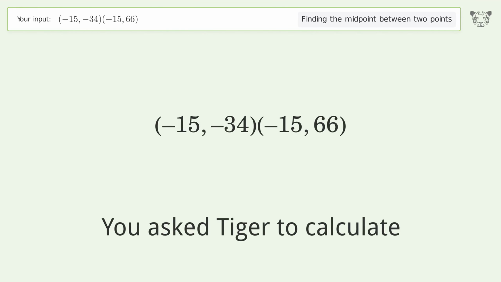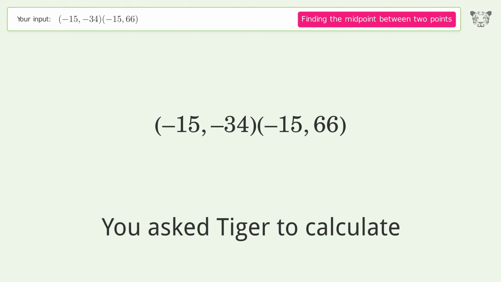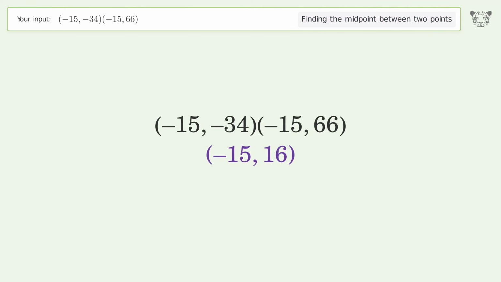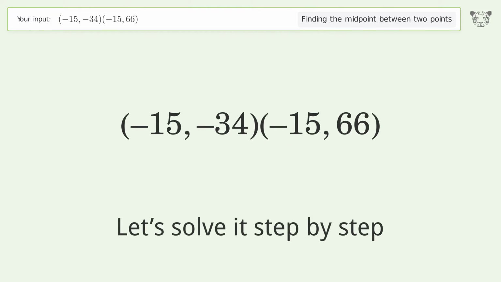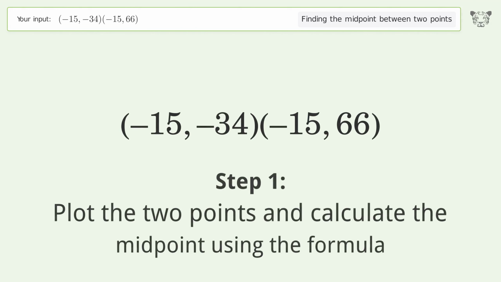You ask Tiger to calculate. This deals with finding the midpoint between 2 points. The midpoint between the 2 points is -15, 16. Let's solve it step by step. Plot the 2 points and calculate the midpoint using the formula.